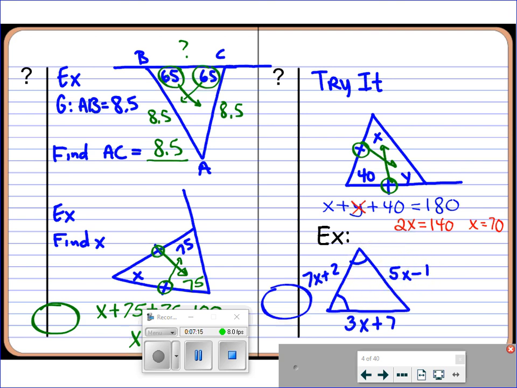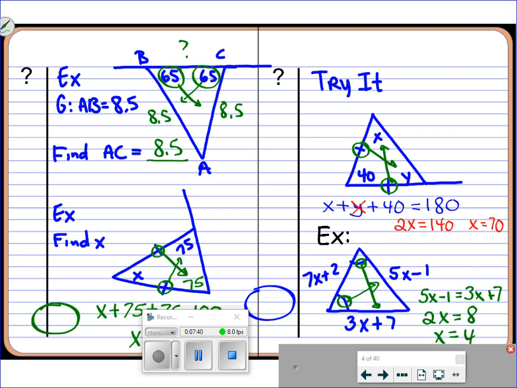But what I'm going to do is I'm going to realize that this angle here points to a side that's congruent to this one. Okay? So this is what I know. I know that those two sides are congruent to each other, which screams at me to say that those two expressions are equal to each other. And now I just simply solve that.